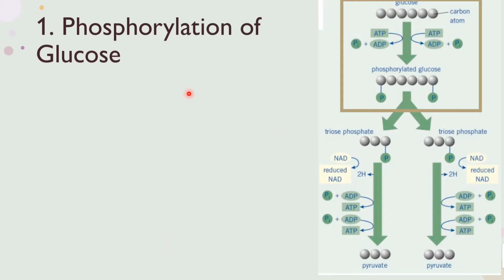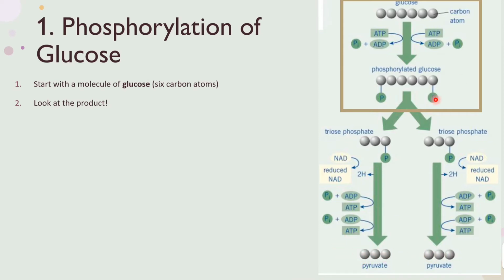So the first stage of glycolysis is the phosphorylation of glucose. And so this box outlines where this process is happening. So this entire diagram is glycolysis, but the first stage, the phosphorylation of glucose, is in this box. So we see that we start with a molecule of glucose up here, and this is 6 carbon atoms long. But we then have to look at the product at the end of glycolysis. So we look down here and we have these 3 carbon atom products.